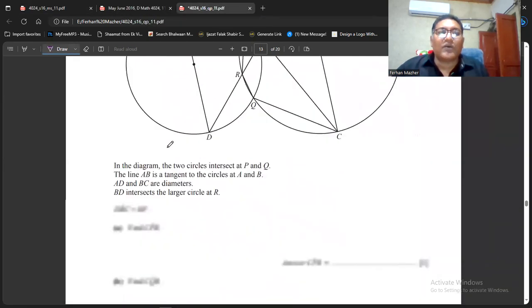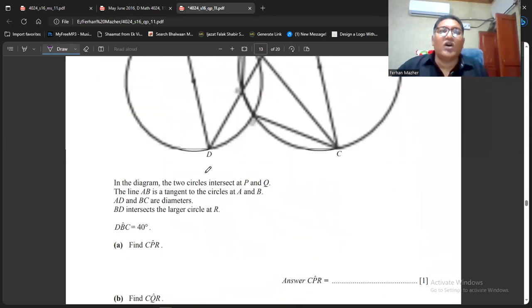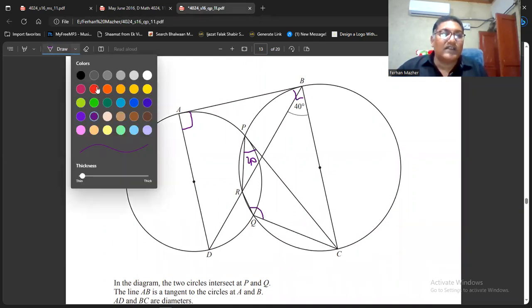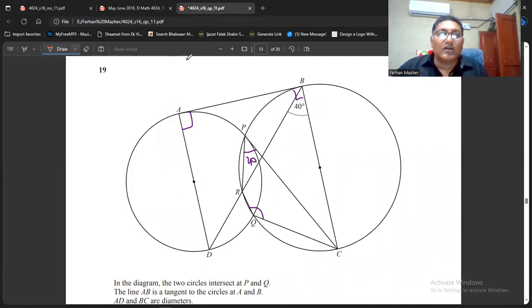Okay, then the next part is to find the CQR. They want me to find out this angle. Let me change the color, so you know that this is a different thing. Okay, can you see in this circle RBCQ? Can you see this is a cyclic quadrilateral? So this angle is 40.